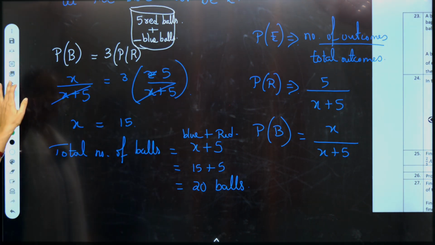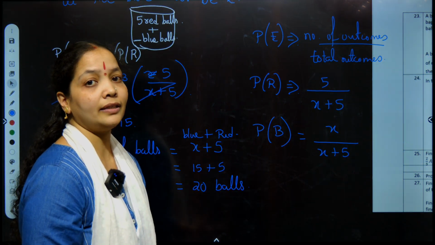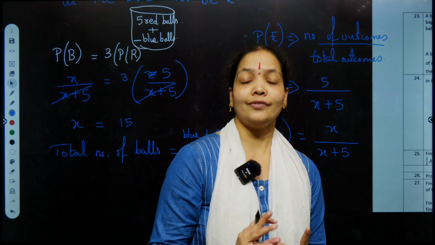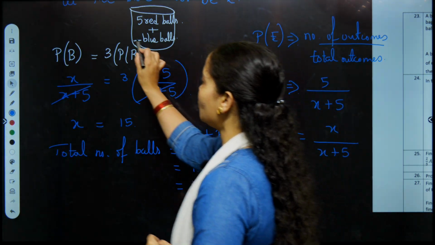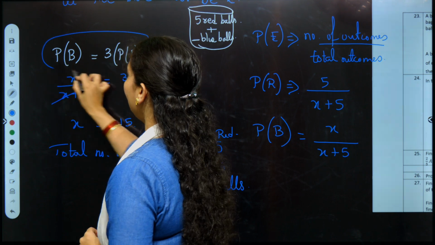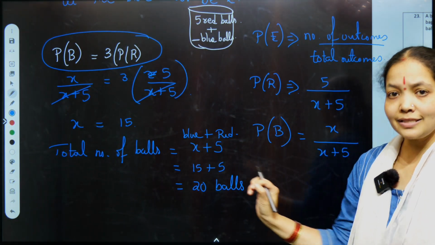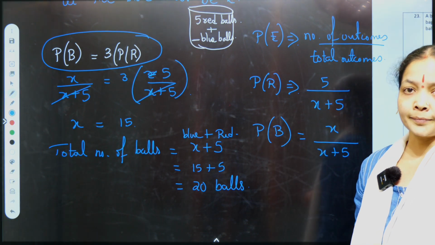So it's a random question in which the chances and the outcomes are taken in two different aspects. Given in the form of an equation, this is more important. Probability of getting a blue ball is thrice the probability of getting a red ball. I have to catch that point and then analyze it.